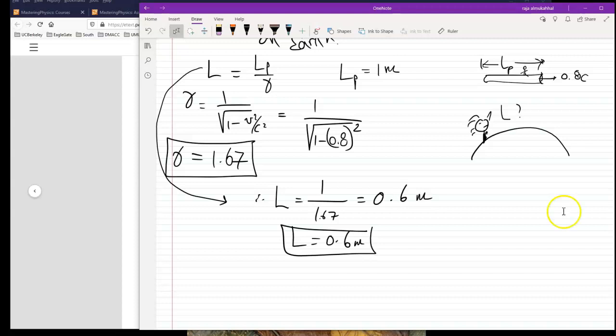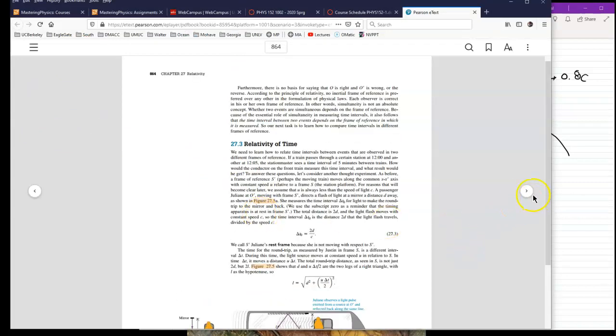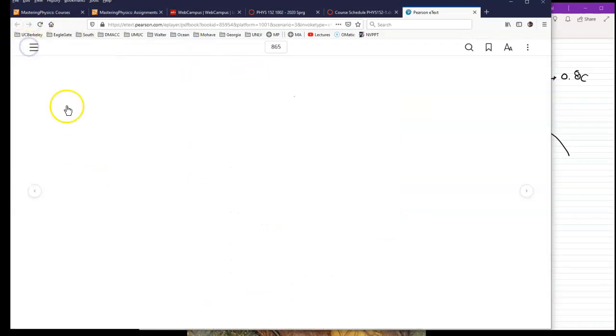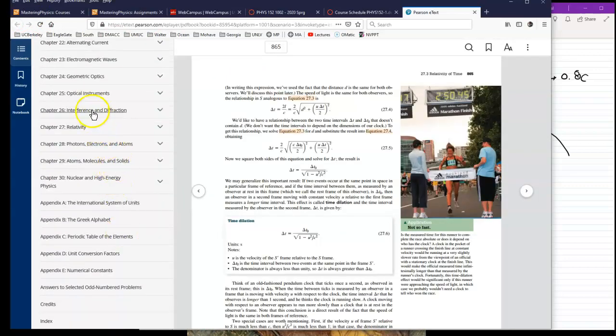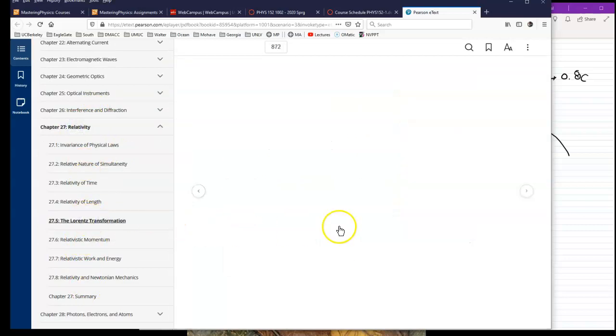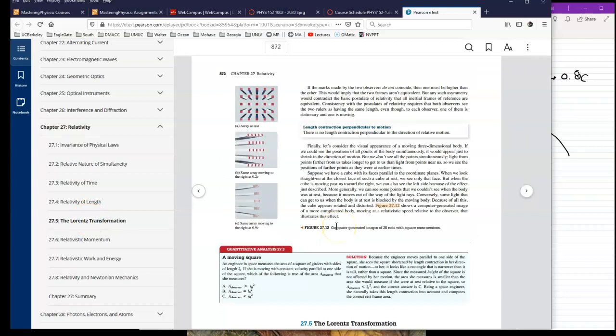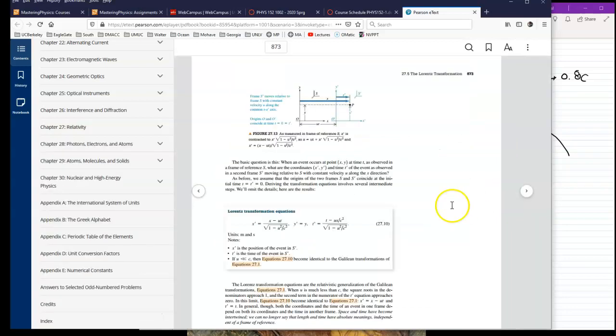Let me show it to you in the ebook. Section 27.5, Lorentz Transformation. This stuff, I don't think you need it. If I were teaching engineering physics, I would cover it because it's important for engineers and physicists, but for you guys, you definitely don't need it, okay? So we're not covering 27.5, you got it?